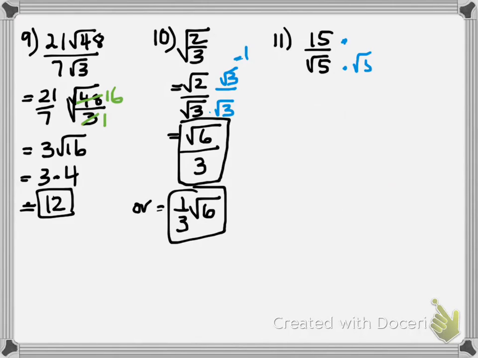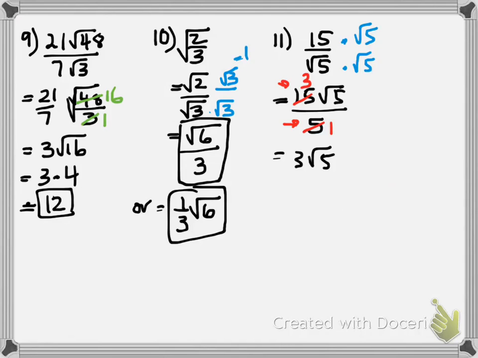I'm going to multiply top and bottom by radical 5. So what that gives me now on top is 15 radical 5, and on the bottom, radical 5 times itself is 5. Am I done? No. Why not? What do I have that I can do? Notice now I have a 15 and a 5 that are outside numbers, so I can reduce both by 5. So my answer is 3 radical 5.